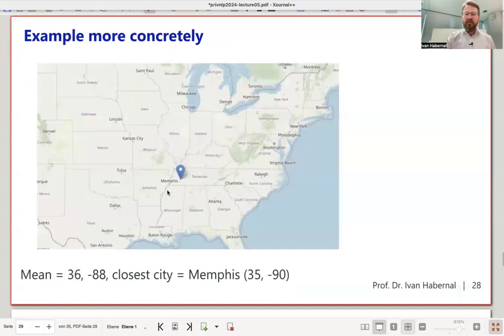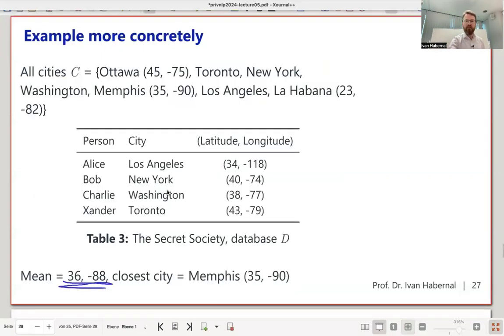The function is that I want to report a discrete item from a set of cities. You're going to tell me a city from all these cities. So what do we have? Ottawa, Toronto, New York, Washington, Memphis, Los Angeles, La Habana. I'm going to ask you, where should we meet? And you have to tell me one of these cities. It's a little bit different than tell me a number, like how many people are in the database. It's a discrete kind of thing. So you have to report back a discrete value.